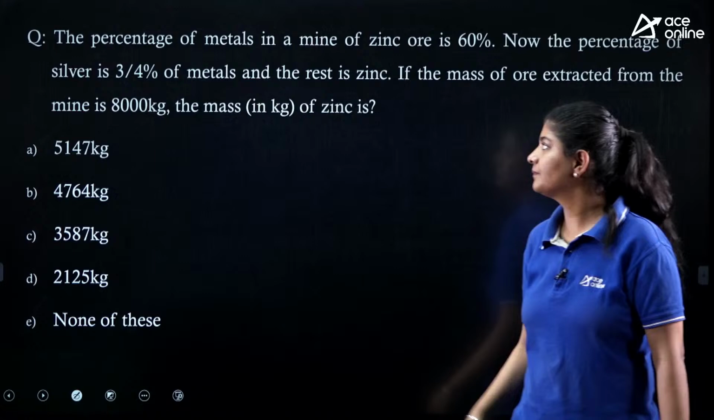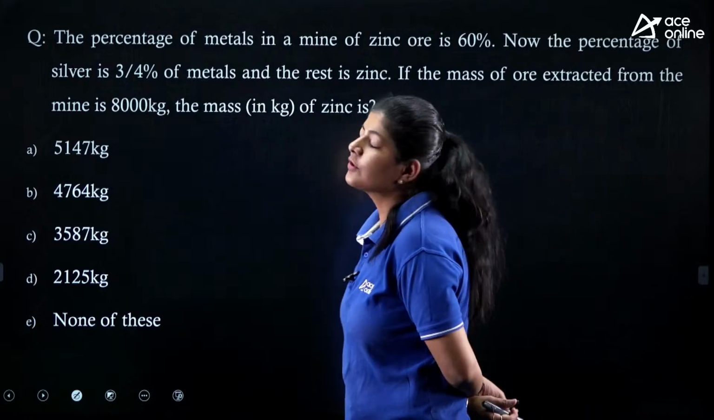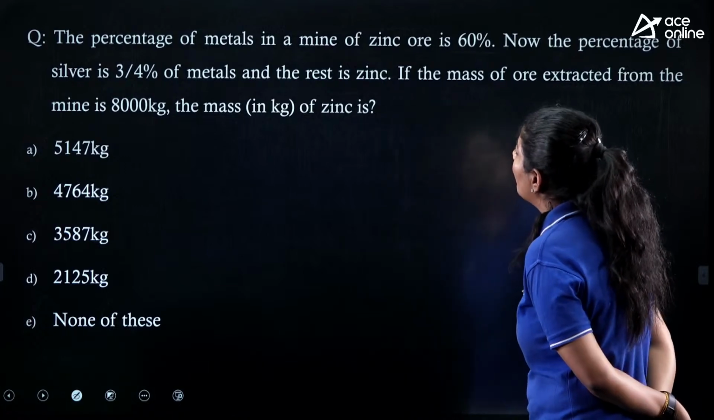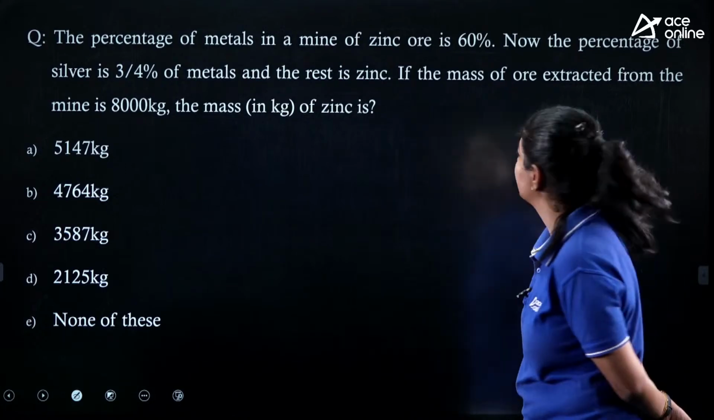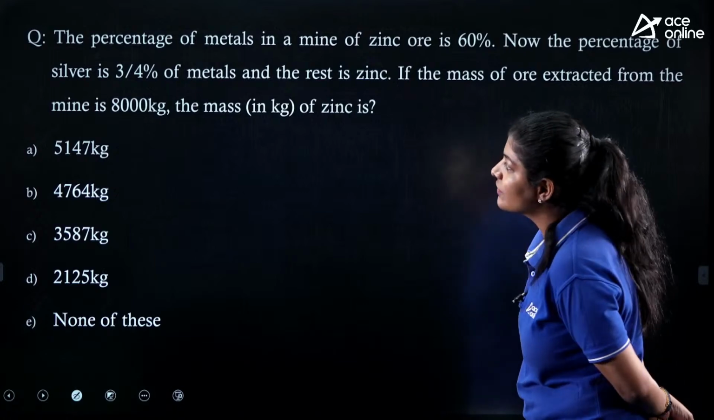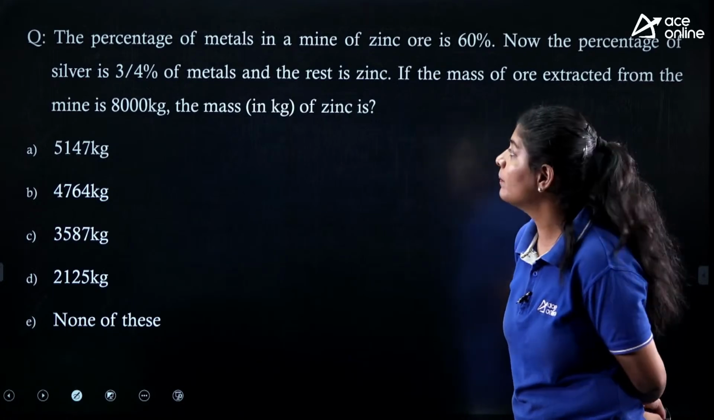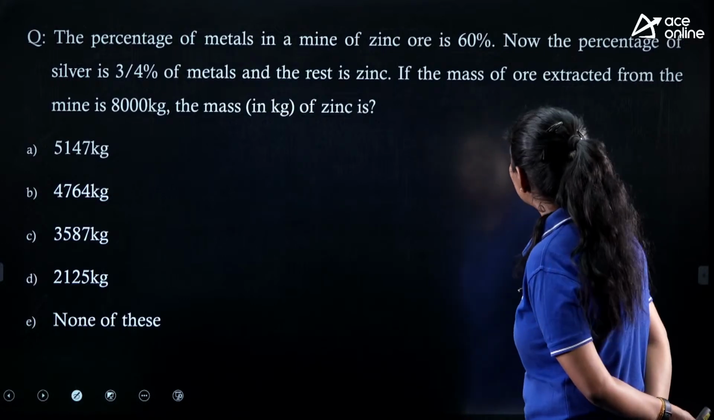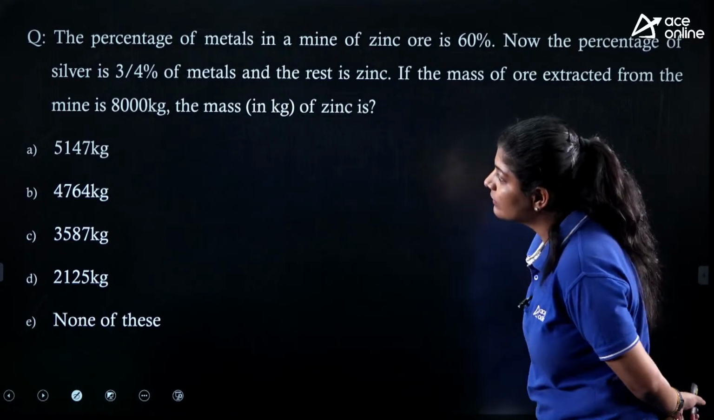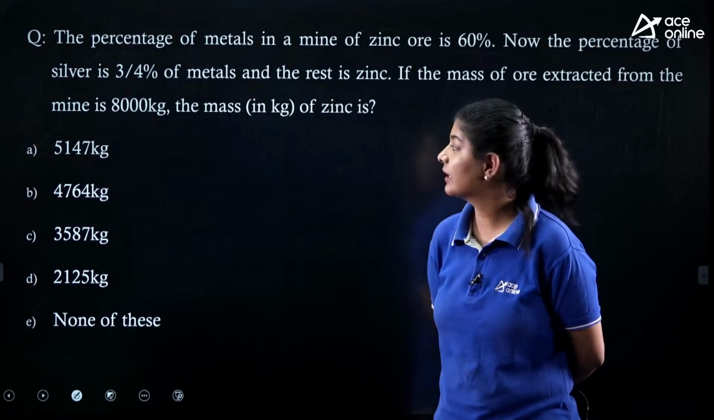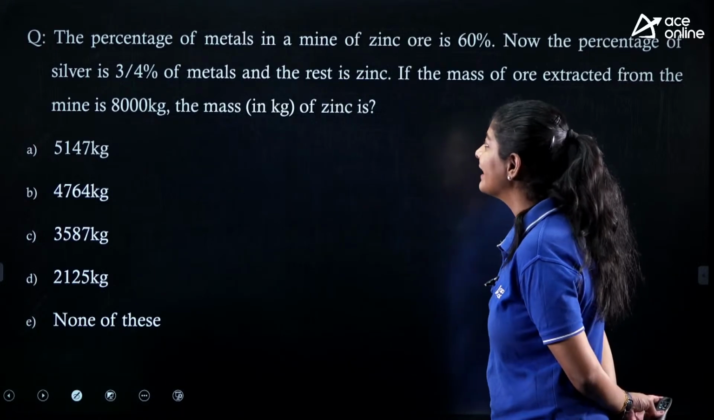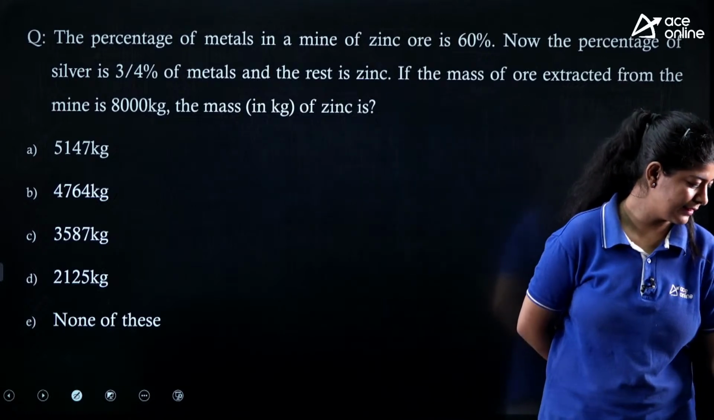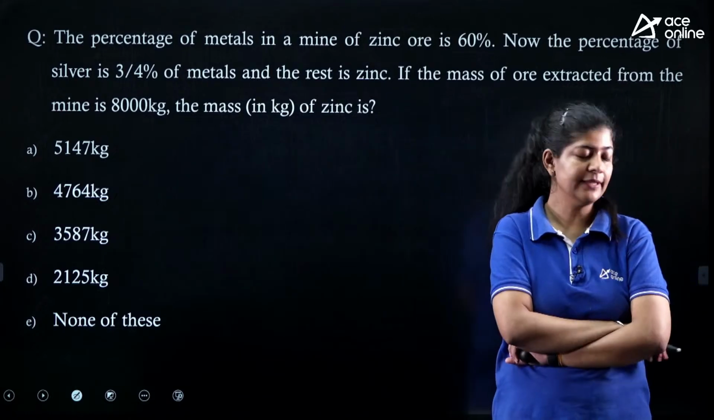Very good. Next. The next question says that the percentage of metal in a mine of zinc ore is 60%. Now the percentage of silver is 3/4% of metals and the rest is zinc. If the mass of the ore extracted from the mine is 8,000 kilos, the mass in kgs of zinc is, we need to find out the mass of zinc. How are we going to calculate it?